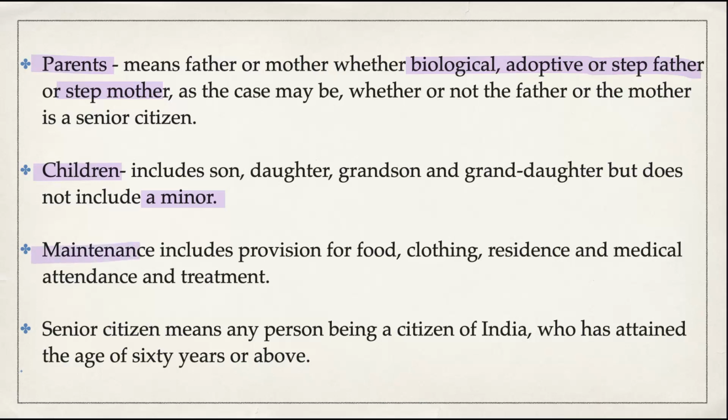Now, maintenance according to the act would include provision for food, clothing, residence, medical attendance and treatment. So the term maintenance, wherever it is used in the act, would include provision of these aspects to our senior citizens. Next, senior citizen according to the definition provided in the act would mean any person being a citizen of India who has attained the age of 60 years or above. So this is the age bracket provided for the definition of senior citizen.